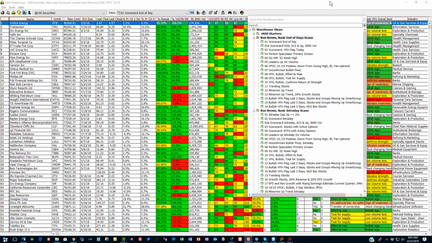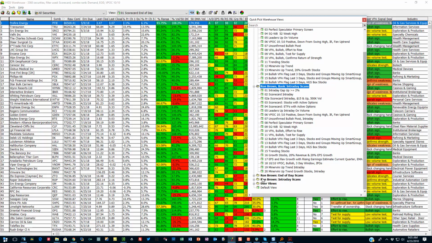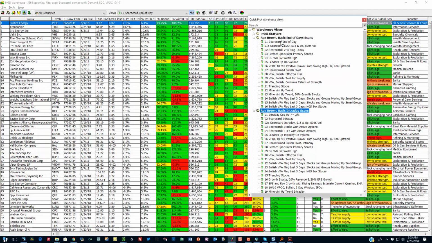This is Ron Brown. I'm going to do a series of videos with my basic end-of-day scans and also my basic intraday scans. At some point, I'll get into market analysis using the end-of-day scans, but I'm going to primarily focus on these views, filters, and combos and explain what I'm doing with them.